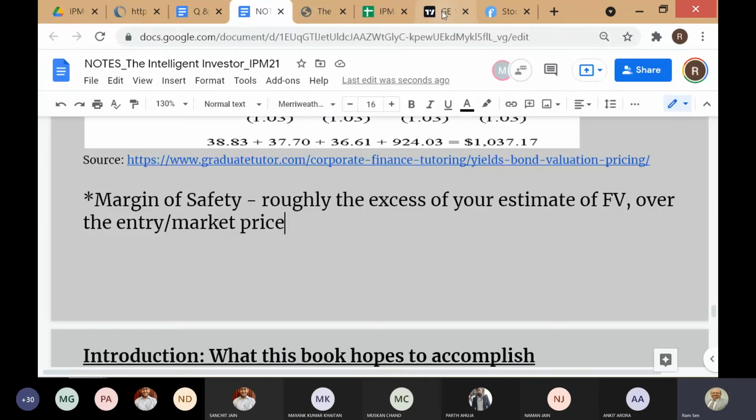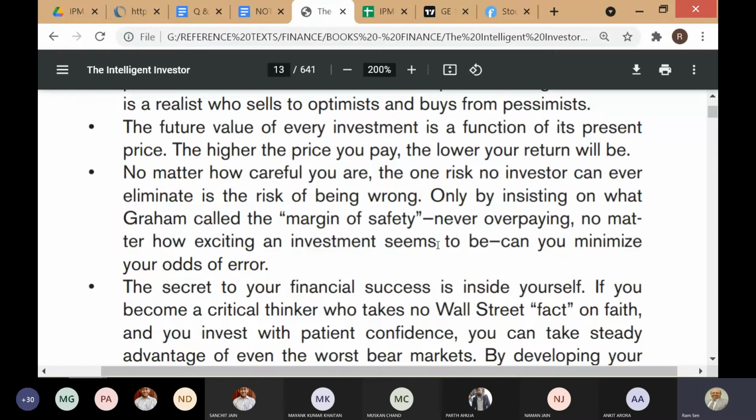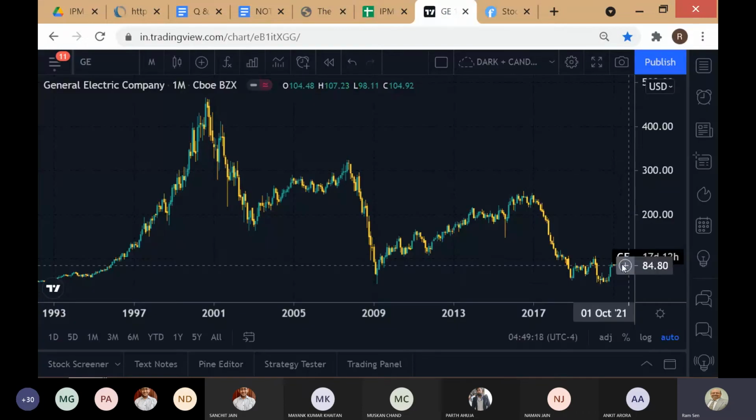So you buy as low, and obviously the lower you buy, the better it is for you, the more margin of safety you have. So if the price had actually dropped to say maybe 45 instead of 105, then your margin of safety is even higher because there is a distance between 105 and 45. So that's the idea behind margin of safety.